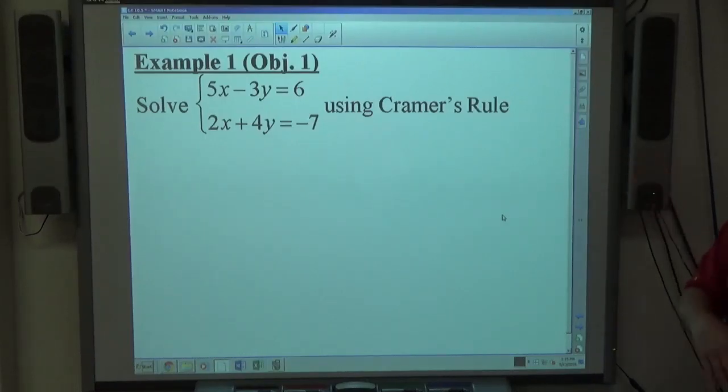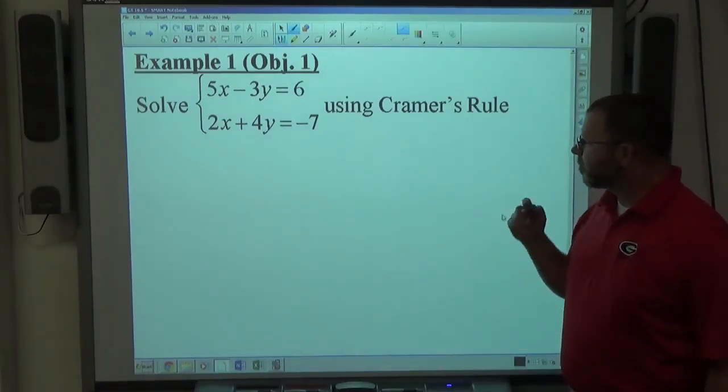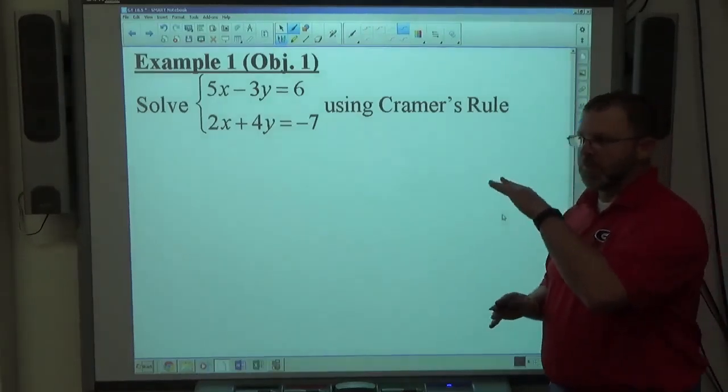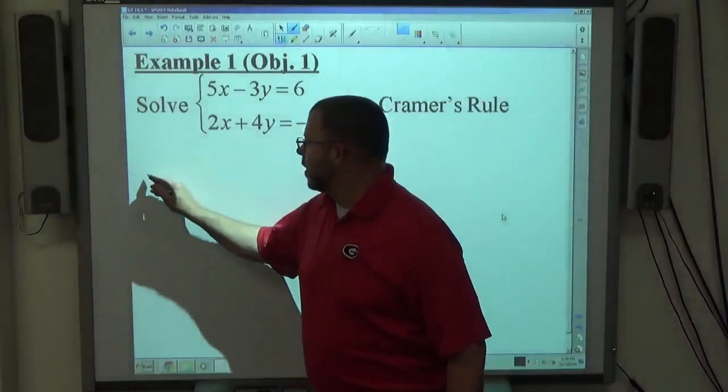On the Cramer's rule section, we're going to solve a two-equation system of equations using Cramer's rule. Cramer's rule is a way of using determinants to get an answer to this type of problem. And I want to create three determinants for this one.